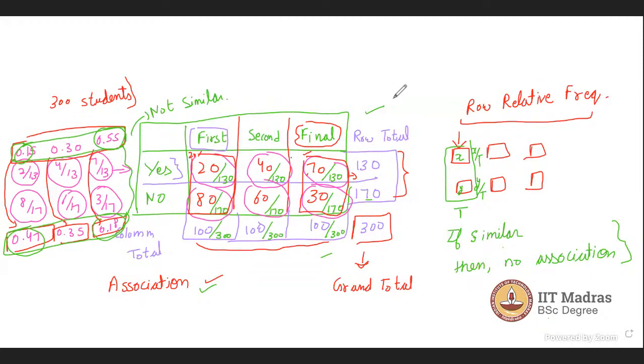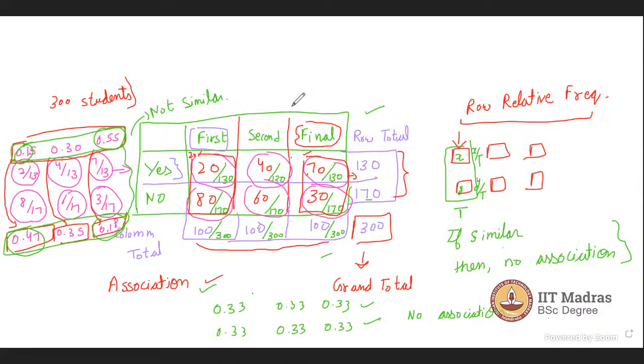Okay. So what figure will say that there is no association? What sort of frequency will say there is no association? Well, suppose I take all of them as 50. Then for each, I will have row relative frequencies as 0.5, also for the second row. So you can see that row relative frequencies are similar for first row and second row. So then I will say there is no association. So the more the difference, then there is the association.